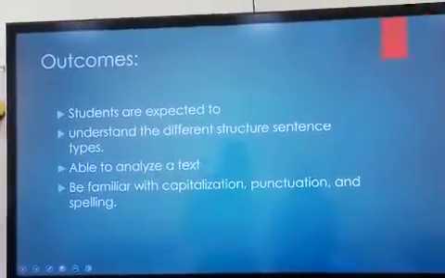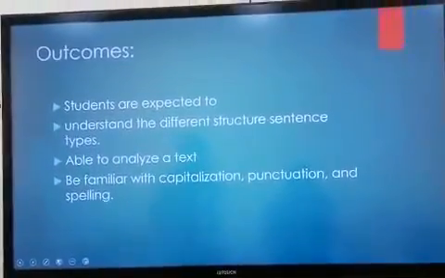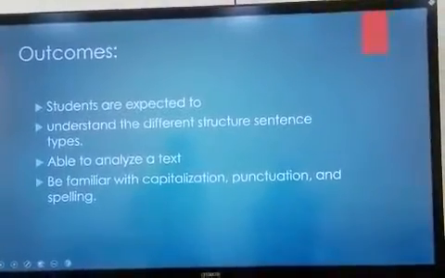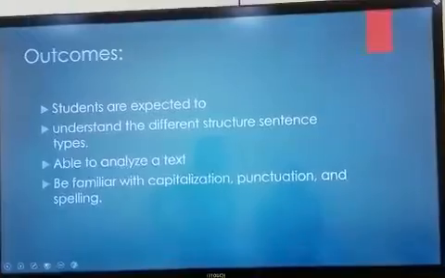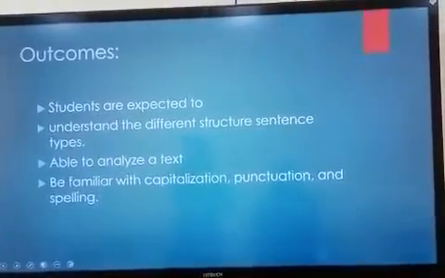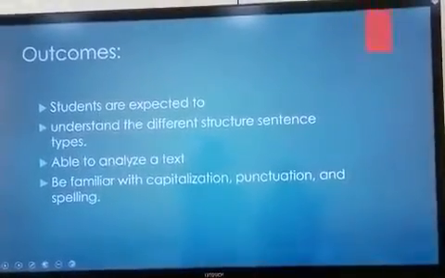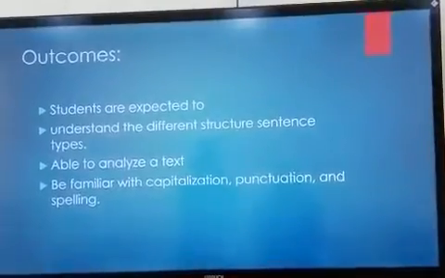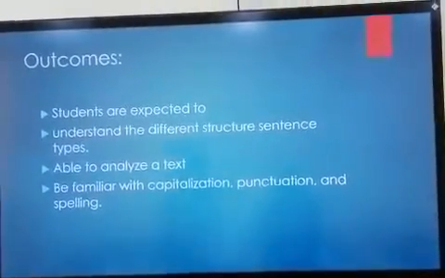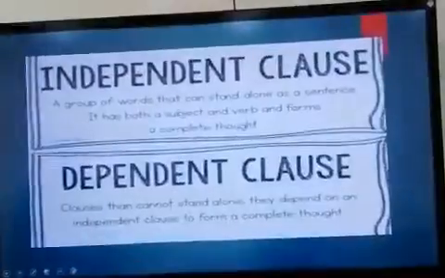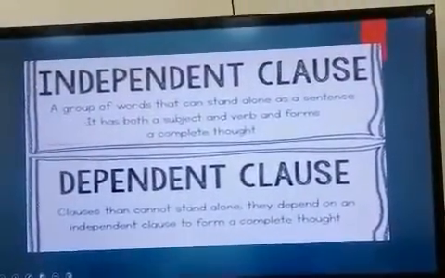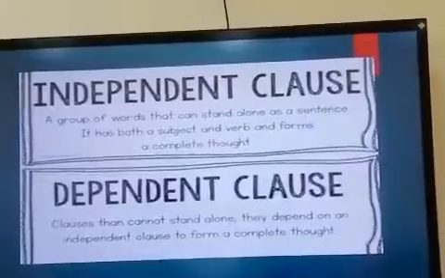Actually, what are the students expected to have after this lesson ends? They are expected to understand the different sentence structures and types, to be able to analyze the text, and to be familiar with capitalization, punctuation, and spelling. This is actually what your students are expected to have at the end of the lesson. Now let's talk about something.